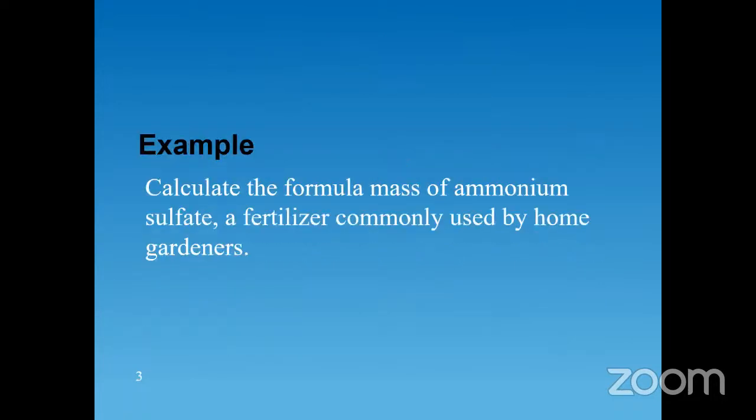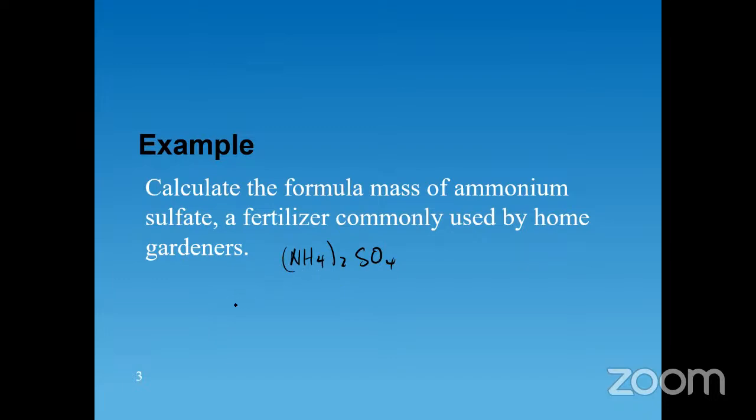So basically we can do a simple calculation of the formula mass for a compound like ammonium sulfate. Of course, in order for us to answer this question, we need to know what the formula for ammonium sulfate is, which is going to be (NH4)2SO4. So basically, to determine the formula mass for this, we have to start off with what's within the parentheses here.